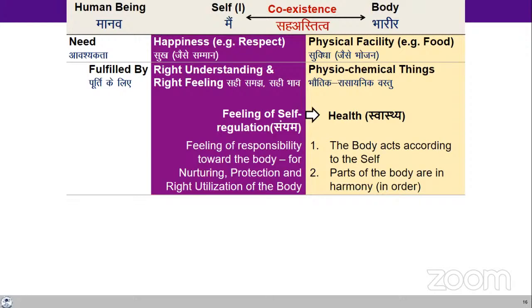Body is used as an instrument of the self. If I need to do anything, if I want to eat something, I, the self, will be giving instructions to the body: go and prepare the food. Actually, food is required for the body, but the self will be giving the instruction. Accordingly, the body will be acting and will be able to fulfill the need. Are we able to see this? Body is an instrument of the self.